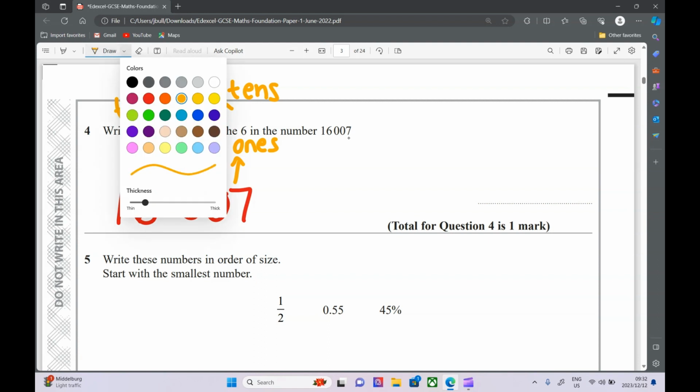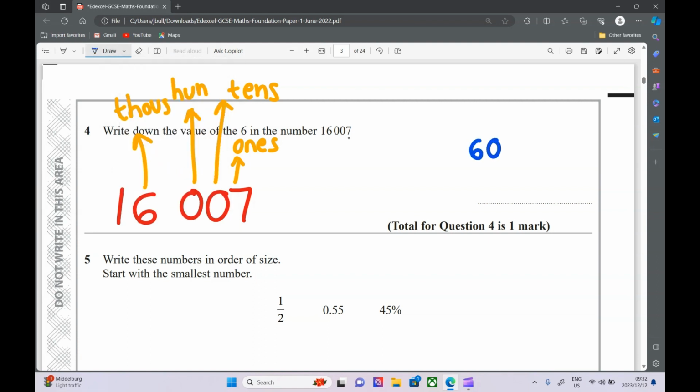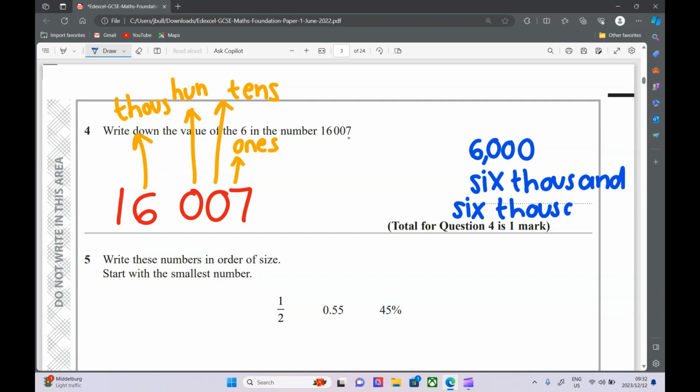There's a few ways of writing this. You can write 6,000, or you could write it in words, 6 thousand. Or if you wanted, you can also write 6 thousands. So any one of those is right.